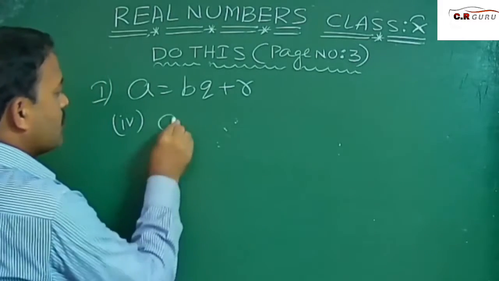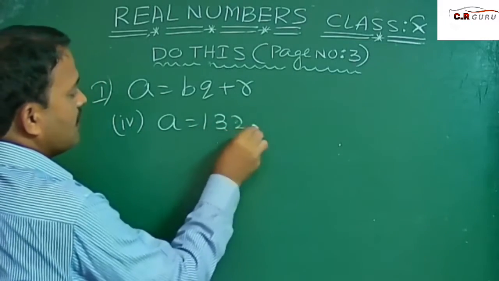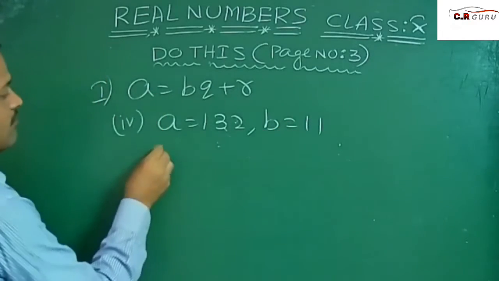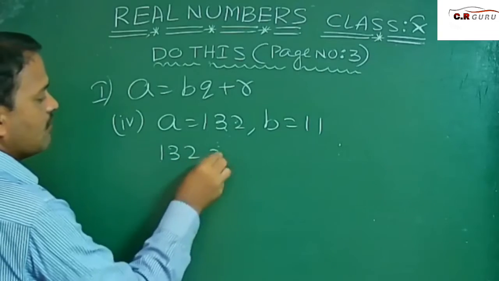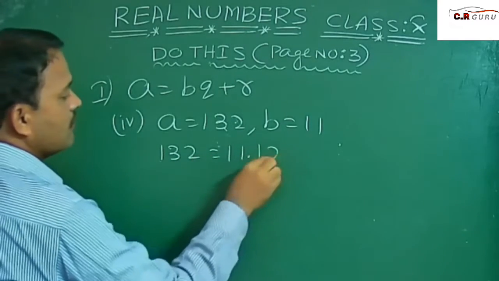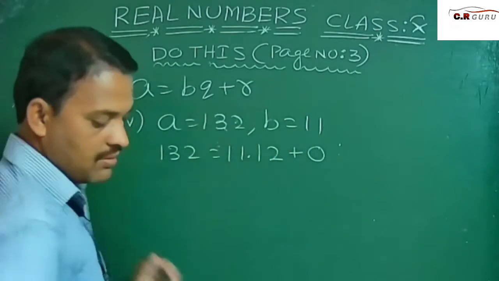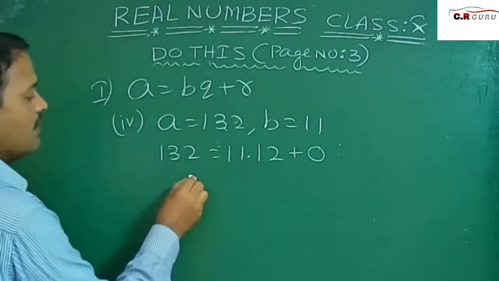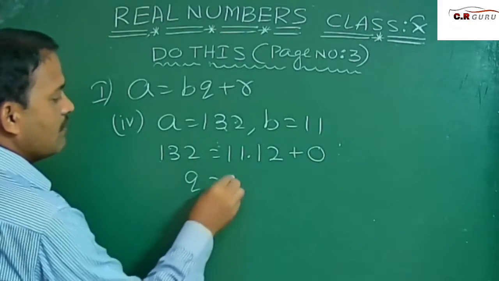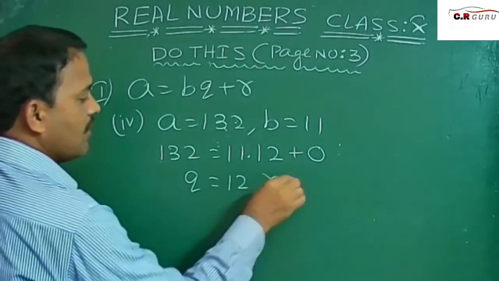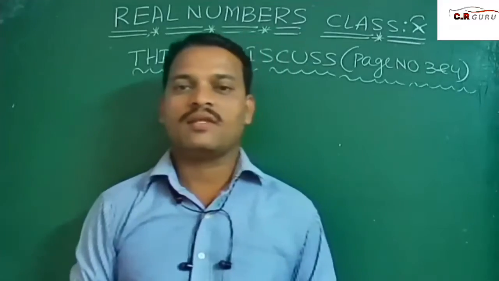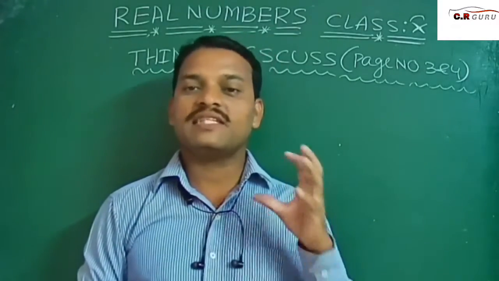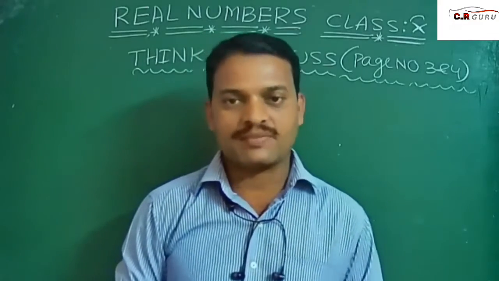a = 132 and b = 11. Using that formula, 132 = 11 into 12 plus 0 only, no? 11 into 12 plus 0. So based on that, q = 12 and r = 0. Okay.